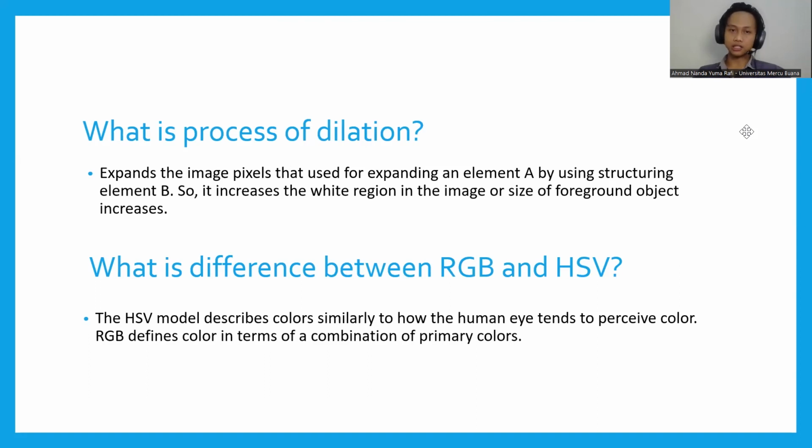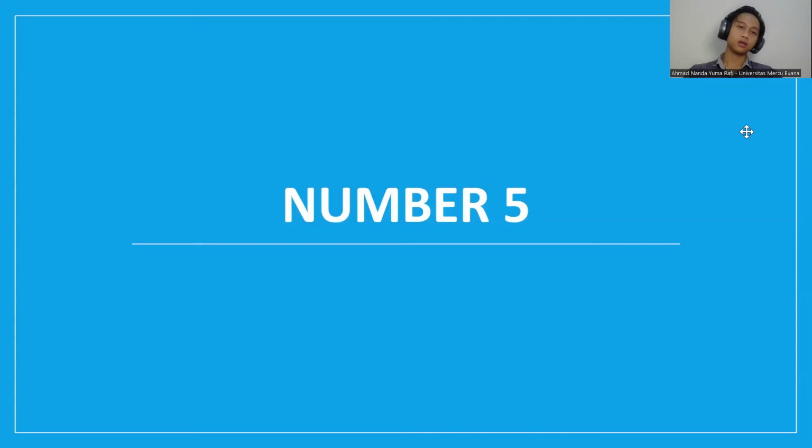That is dilation. Next question is, what is the difference between RGB and HSV? The HSV model describes color similarly to how the human eye tends to perceive color, and RGB defines color in terms of a combination of primary colors, which are red, green, and blue.